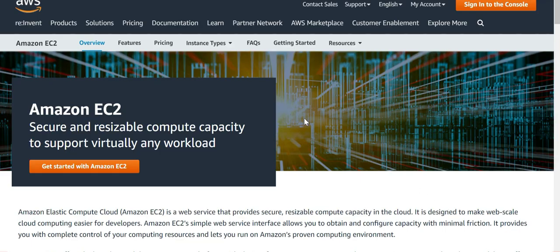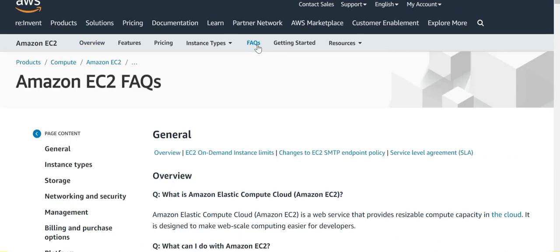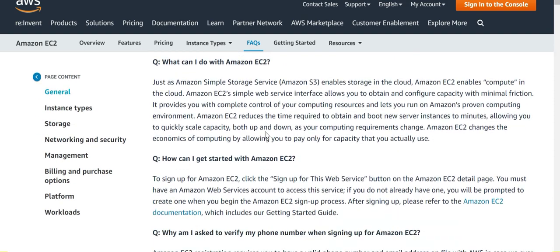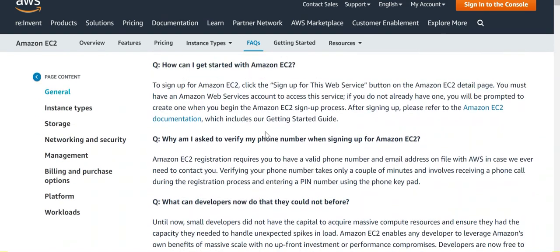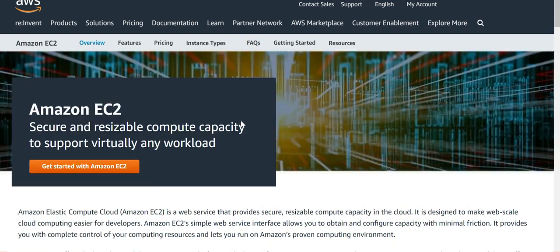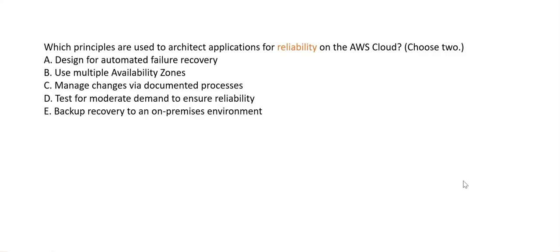Like I've told previously as well, in order to clear the exam it is important to also study the Amazon documentation. Usually what I did is I went through the overview sections and I went through the FAQs. Each service has FAQs. For the Cloud Practitioner exam, it is only important to just whiz through the FAQs, but you should ensure that you read the overview. Let's jump to the questions.